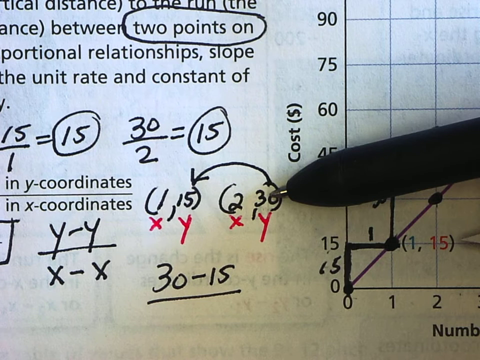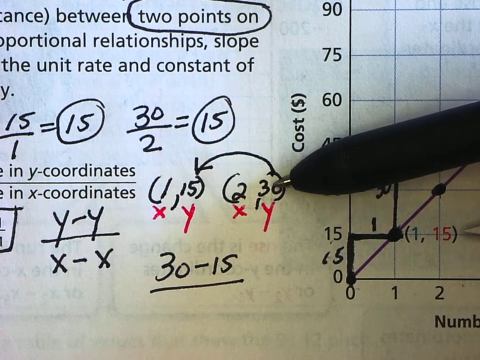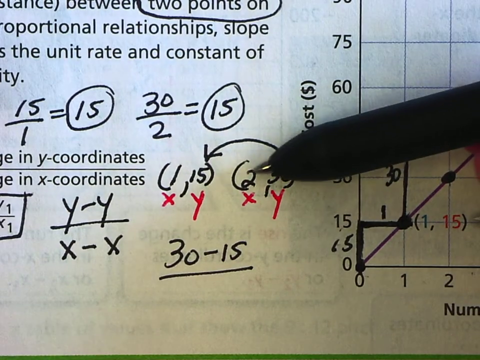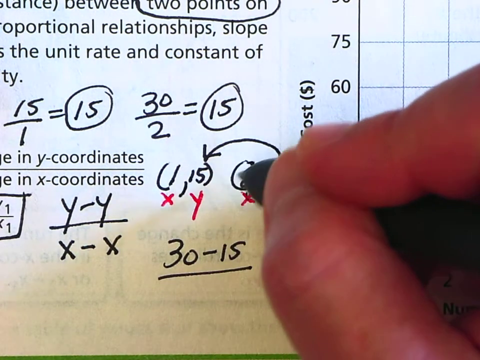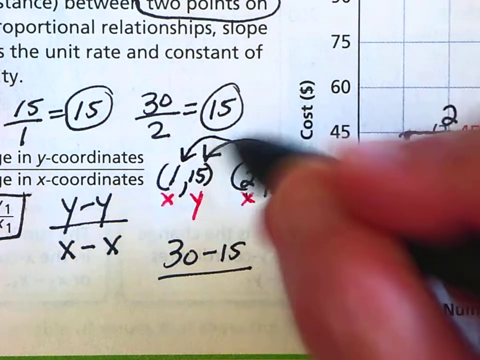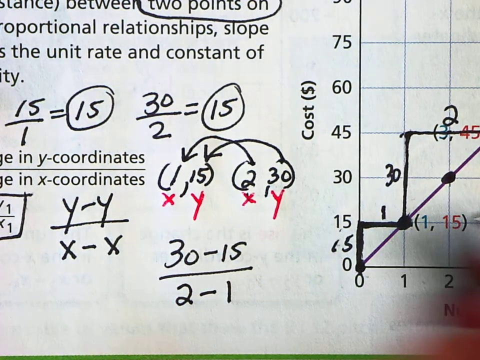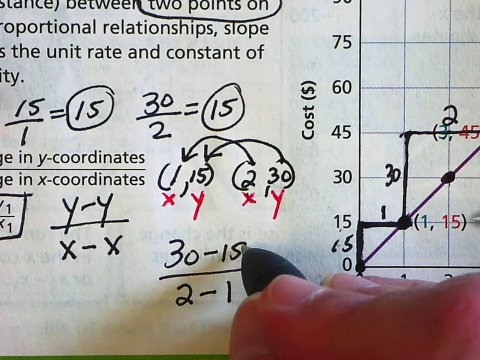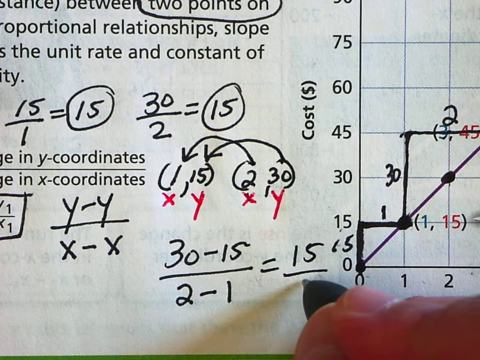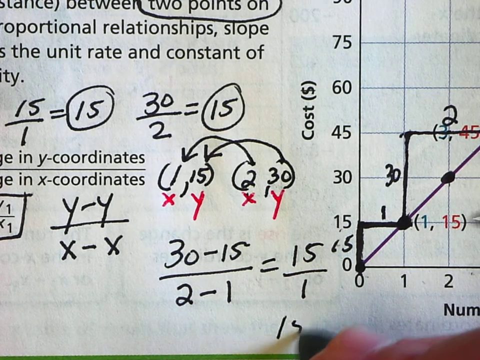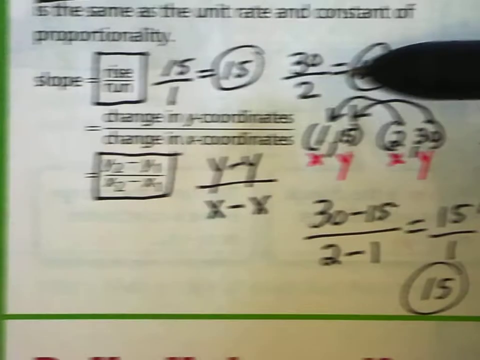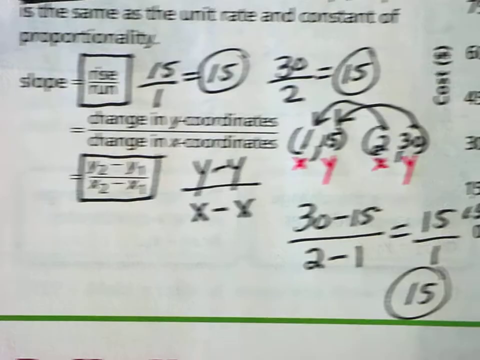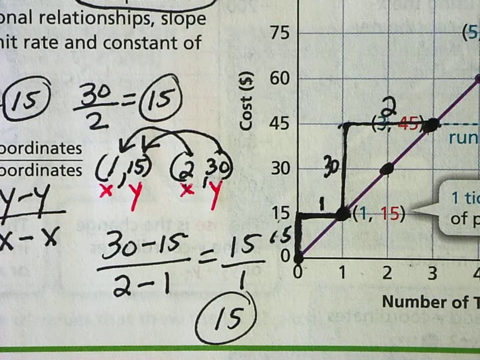Since I started with this y value to subtract the y's, I have to start with this one to subtract the x's. The x numbers are 2 and 1, so 2 take away 1. 30 take away 15 is 15. 2 take away 1 is 1. 15 divided by 1 is 15. So again, no matter which formula I'm using, I'm still getting 15 as my slope.